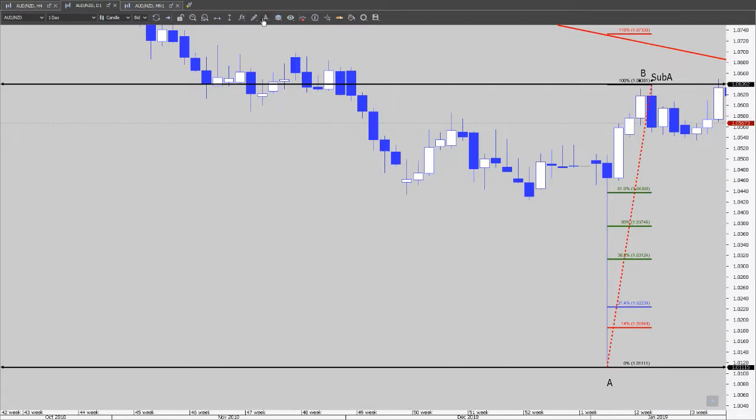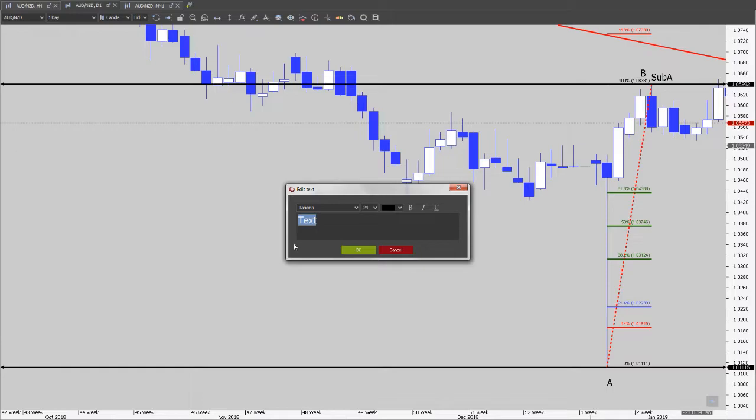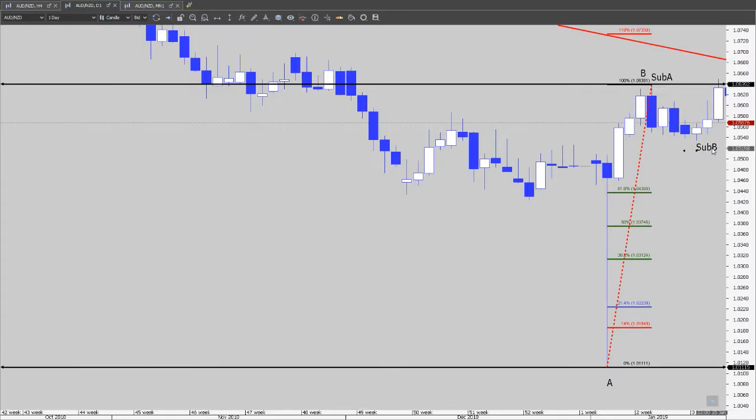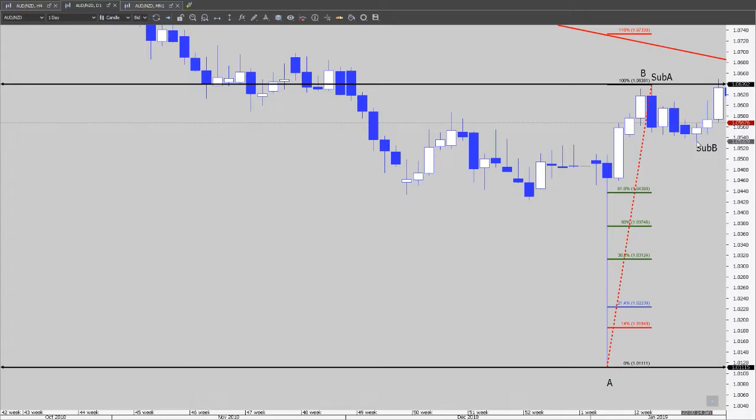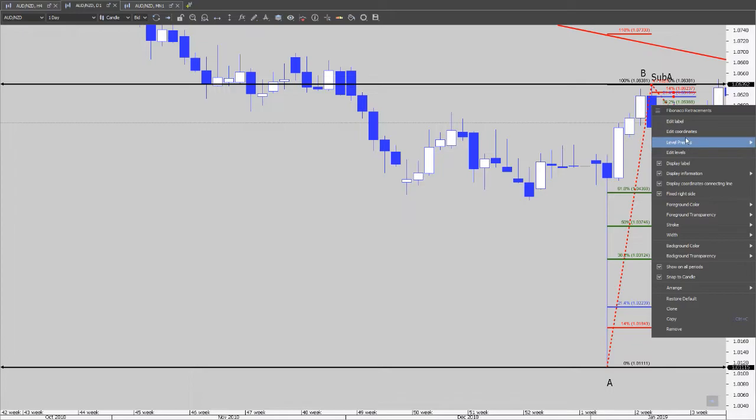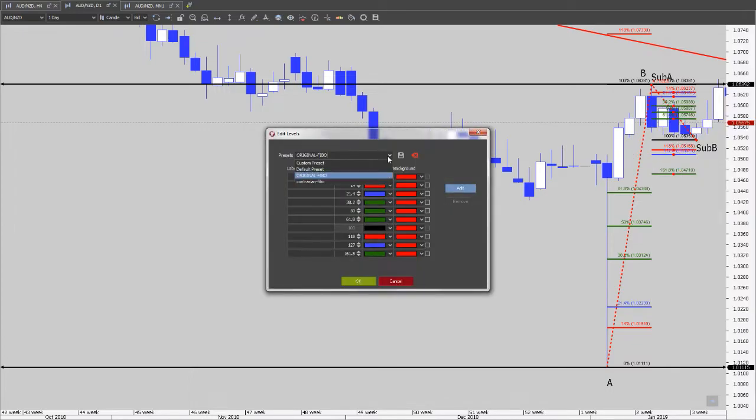Now we have the first sub B. So we have this sub A, we have this sub B, and we are going to draw the contrarian Fibonacci on this low and on this high, and we are going to color code it differently just to keep track. So where is the contrarian Fibo?